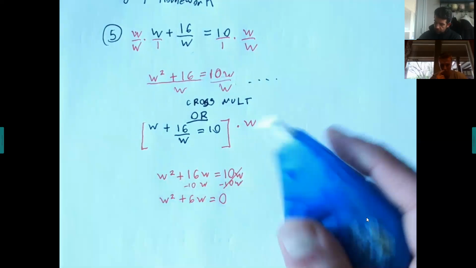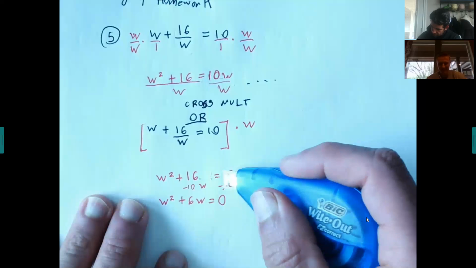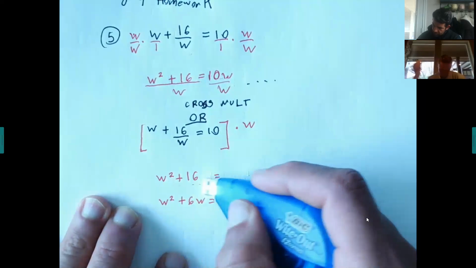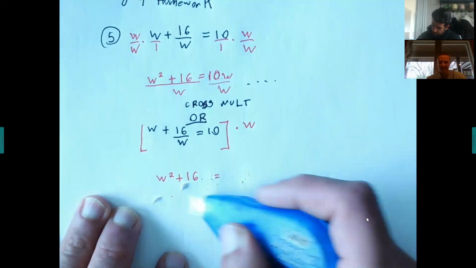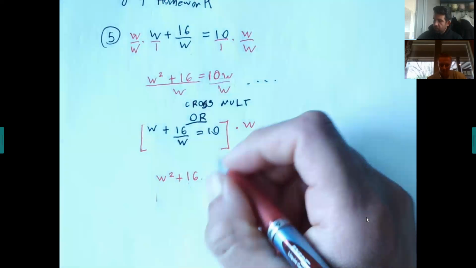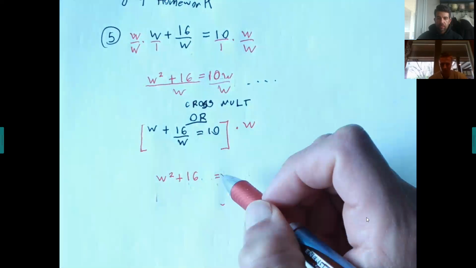I'm sorry, Carter. I messed up. I guess I'm a little rusty from not seeing you guys every day. I was like, that's not going to give me the answer that I think I should get. But anyway, when I multiply this times W, I just get 16, not 16W. That's where I messed up.